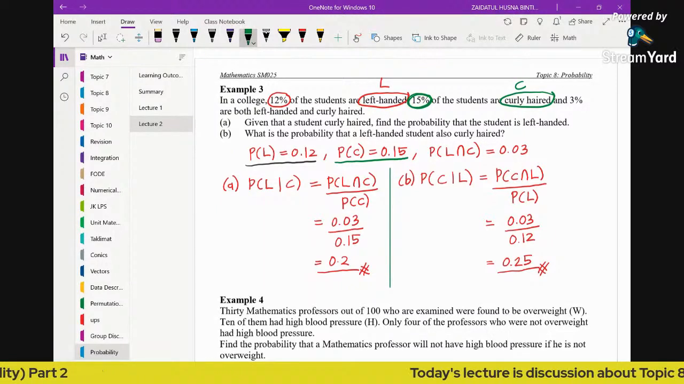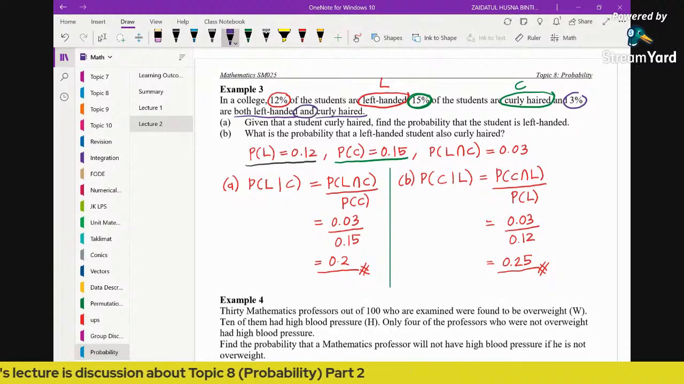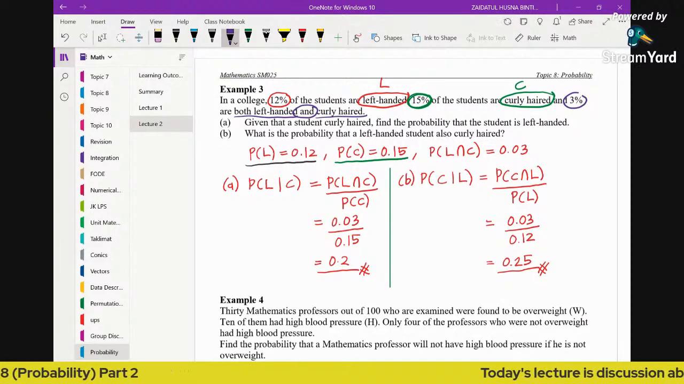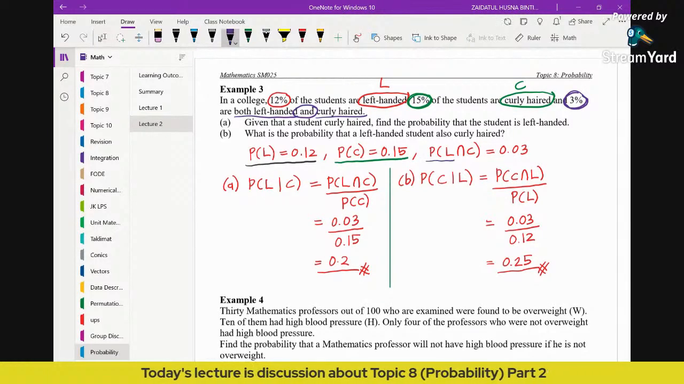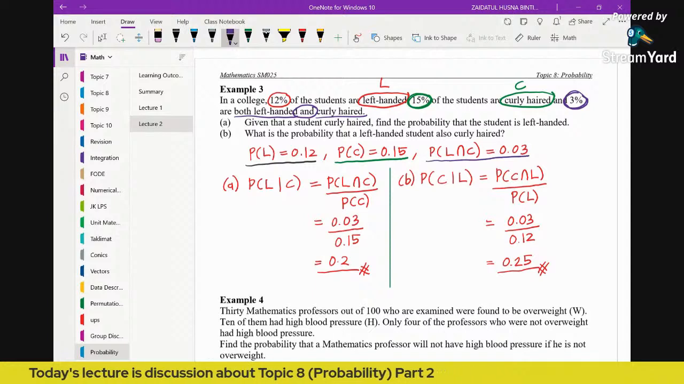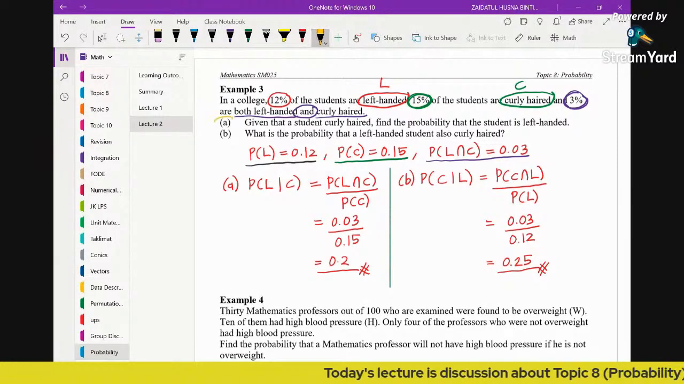Then next, 3% are both left-handed and curly head. The keyword here is "and", which means both events happen at the same time. So this 3%, or the probability 0.03, is actually the intersection between L and C. Now we are given all these three values. So how to answer the question? Let's see part A.